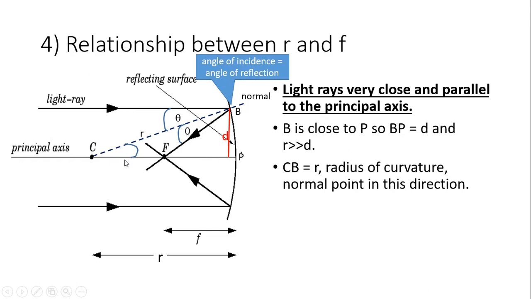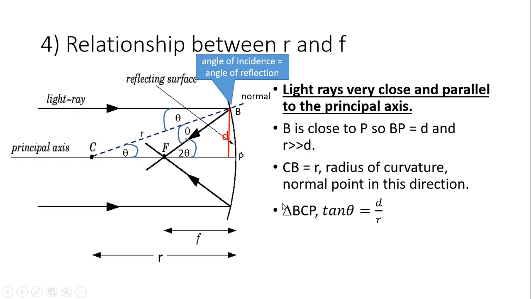These two are parallel, so these are alternate angles. This is also theta. If we look at this triangle, then this is the exterior angle. Theta plus theta is 2 theta. This may not be required in your syllabus, because your syllabus didn't mention the derivation, but I thought I would show you that it can be derived. You just treat it as information.